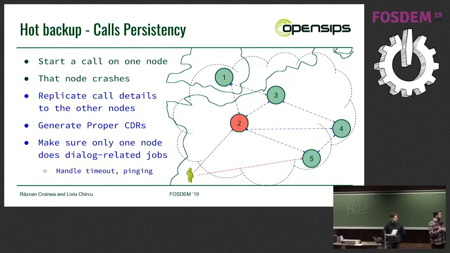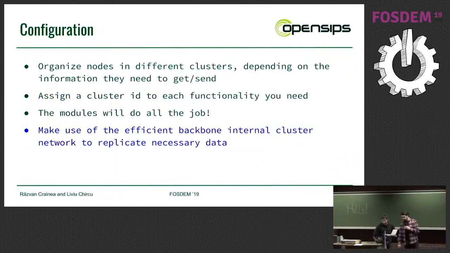in order to be able to generate proper CDRs. And you also have to make sure that only one node does the dialogue-related jobs, for example, timeout. Imagine that all the nodes within our architecture have information about the dialogue that doesn't receive a bye. They will all generate a timeout, and they will all try to close the same call. And they will all generate like 5 CDRs for a call that was never closed. You don't really want to do that. So you have to do some sort of delegating a node to a dialogue. But that's what my colleague Livio will talk about in the following minutes.